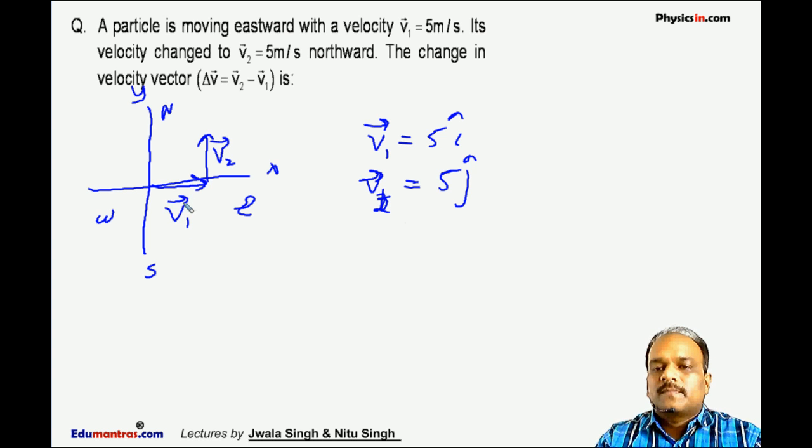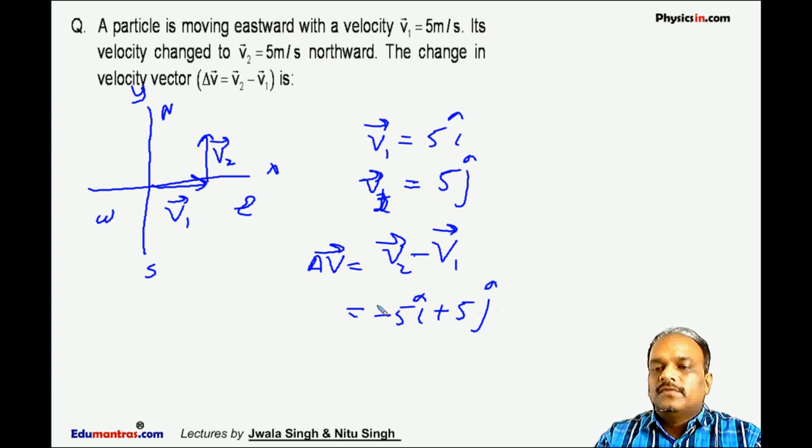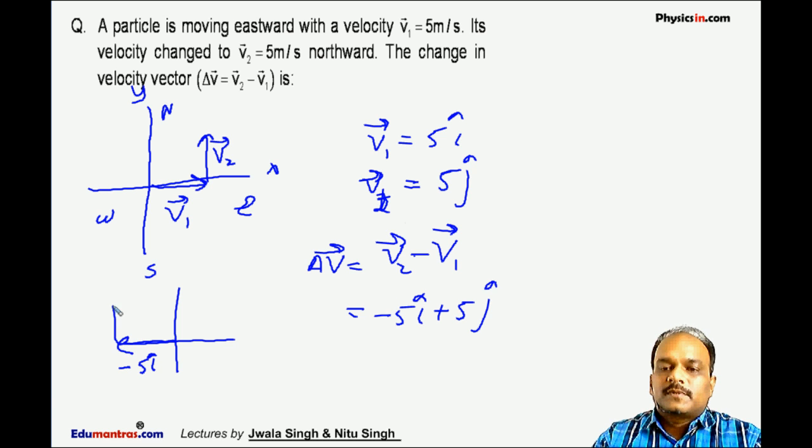So this is vi and this is vf. So delta v is final velocity, v2 minus v1. So this comes out to be minus 5 i cap plus 5 j cap. If I draw this vector, that is 5 i cap and 5 j cap, so it is minus 5 i cap, this is minus 5 i cap plus 5 j cap, so it is plus 5 j cap, and this vector is delta v, which is in the direction of northwest.